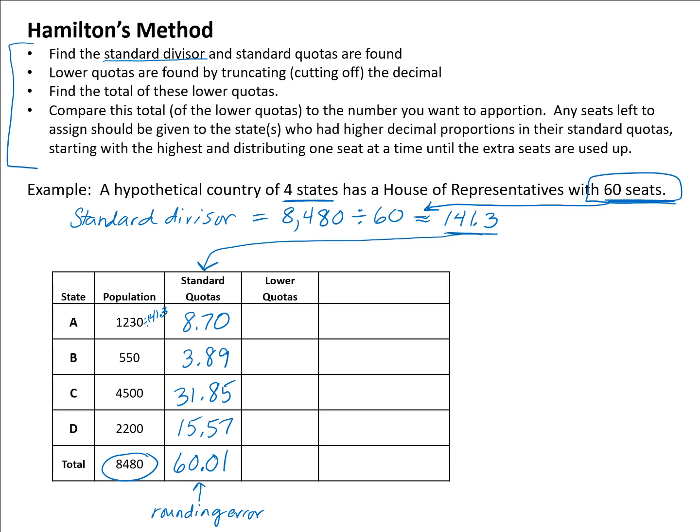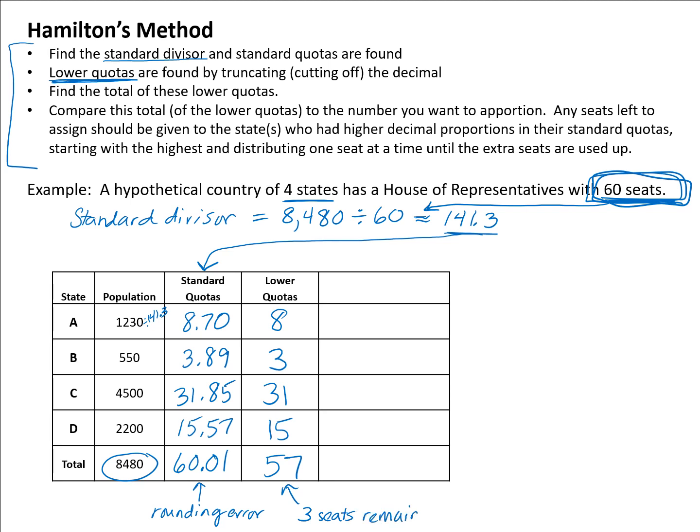Now Hamilton's method does the next step the same way that Jefferson's does, which is that we take the lower quotas. Lower means cut off the decimal. So we get 8 seats for state A, 3 seats for state B, 31 for state C, and 15 for state D. When we add up those lower quotas, 8, 3, 31, and 15, we get 57 seats. Now we wanted 60, that was our goal, so there are 3 missing. There are 3 seats not yet distributed, 3 seats remaining.